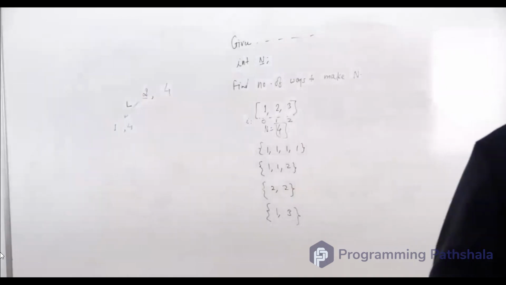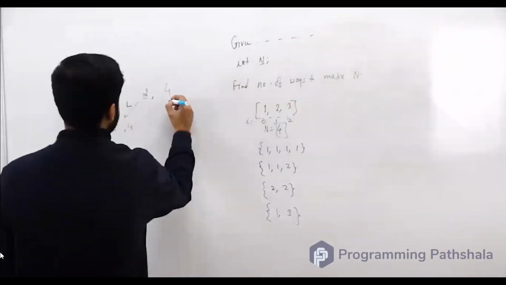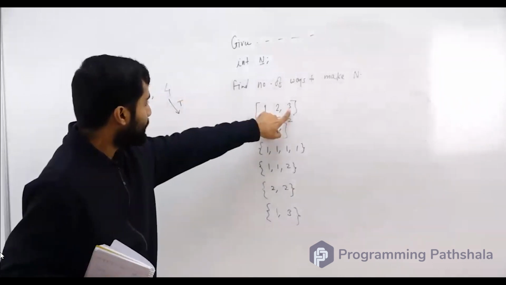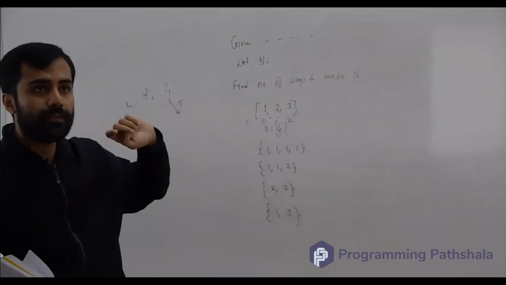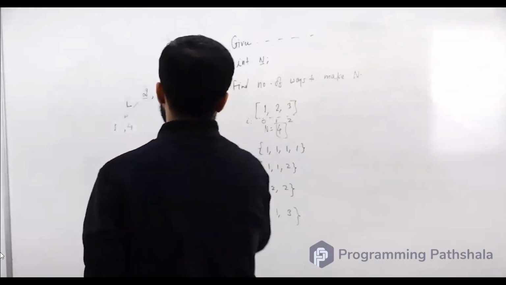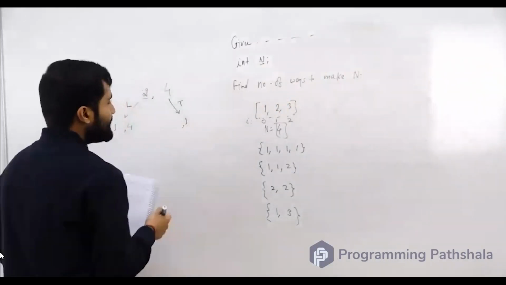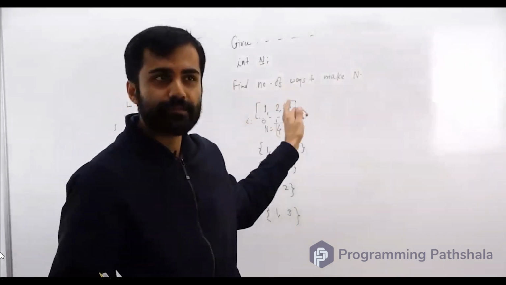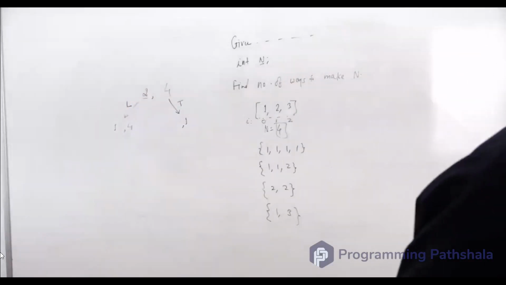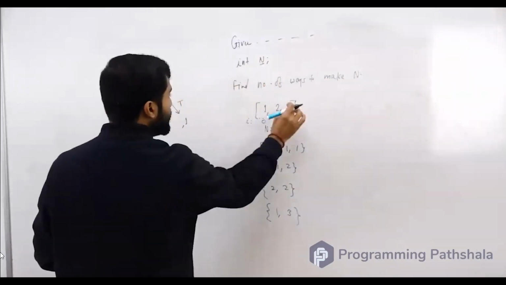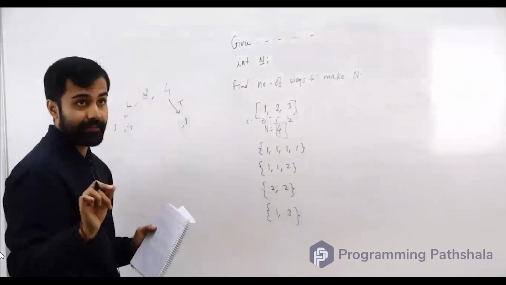On the other hand, if you decide to take this element, then what will be the remaining amount? The remaining amount will be 4 minus 3, which is 1. So let's write it. The remaining amount will be 1. But does it make sense to move back? Does it make sense to move back? The answer is no, it does not make sense to move back, because the moment you move back from here, you won't be able to take this thing again.